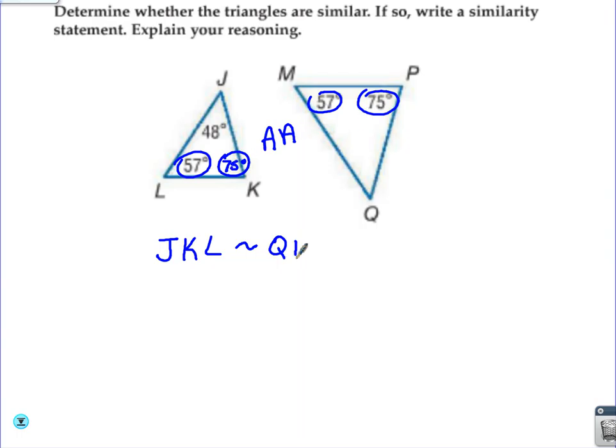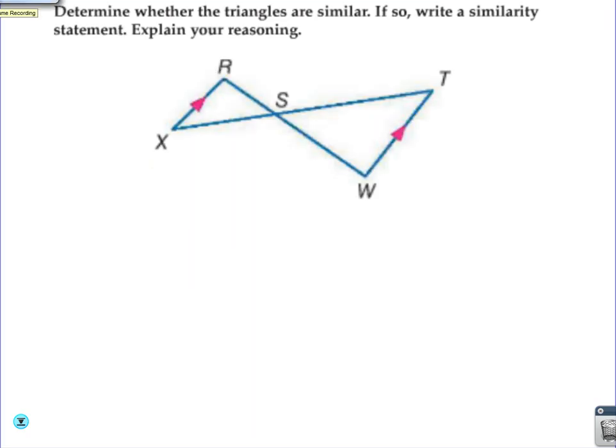K corresponds with P. L corresponds with M. Since they are similar, you can set up a similarity statement. I want to know, are these two triangles similar? That's a pretty cool problem. All you're given is that you have parallel lines, and you have this hourglass looking shape.